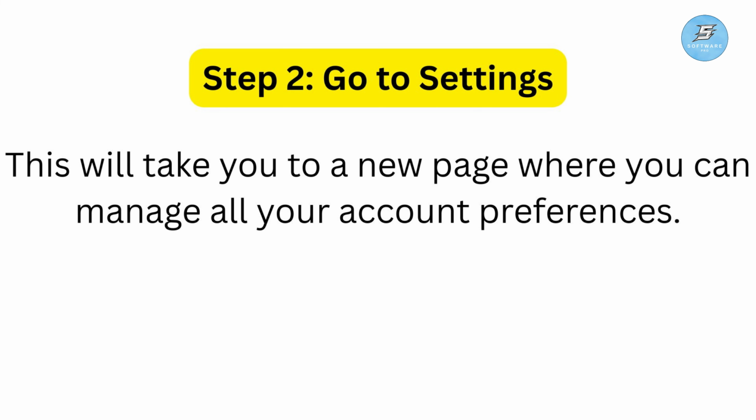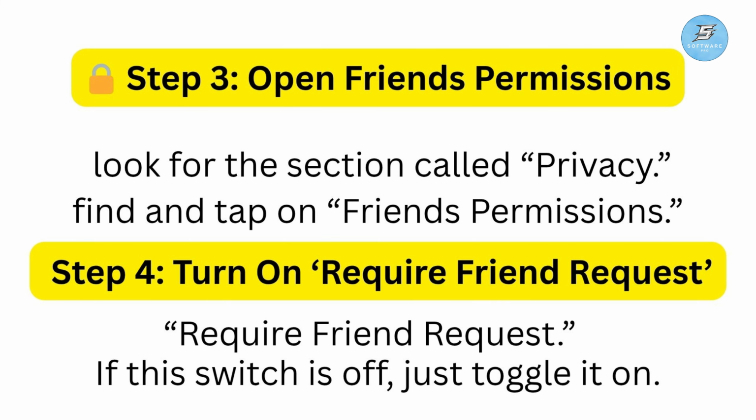Inside the Settings menu, look for the section called Privacy. Under Privacy, find and tap on Friends Permissions. Here you will see an option that says Require Friends Request. If this switch is off, just toggle it on. Once it's on, people will have to send you a friend request first. They won't be able to message or add you randomly anymore.